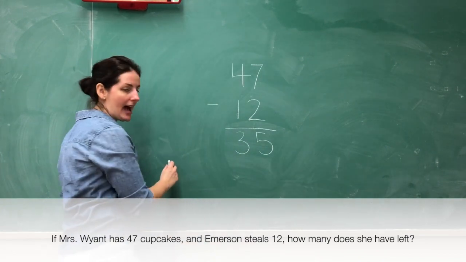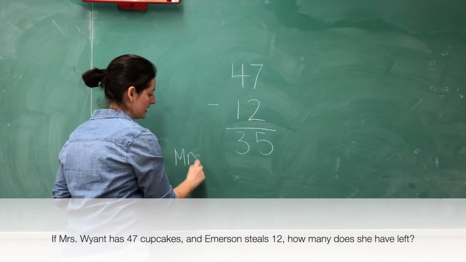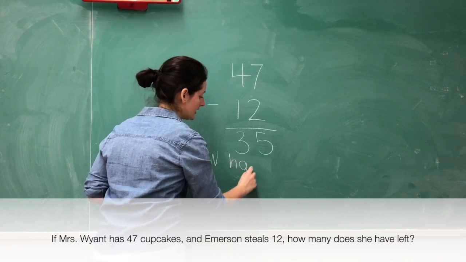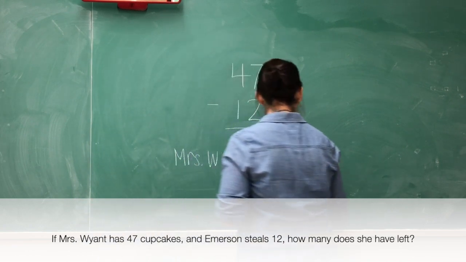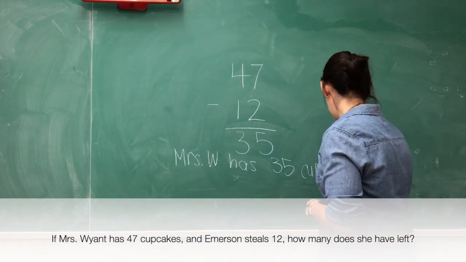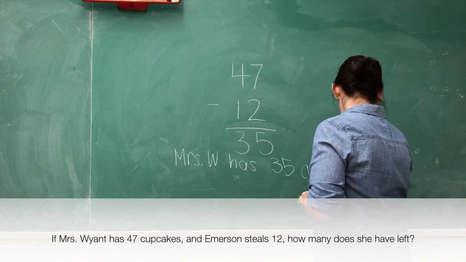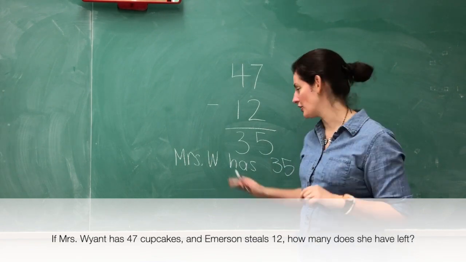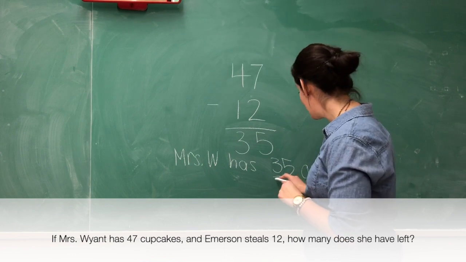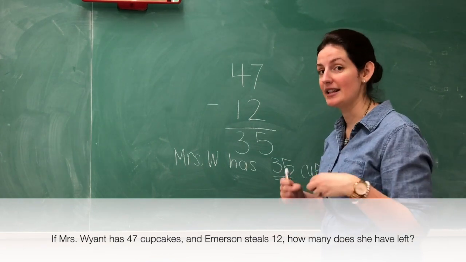Mrs. Wyant has, let's actually write that down. I'm going to say Mrs. W has 35 cupcakes. That is the answer. I have my sentence and it has the correct answer in the sentence.